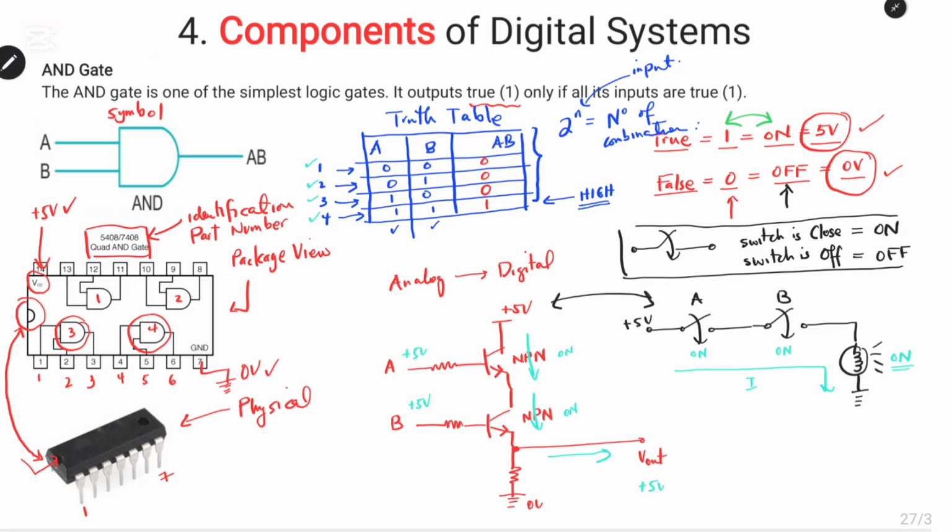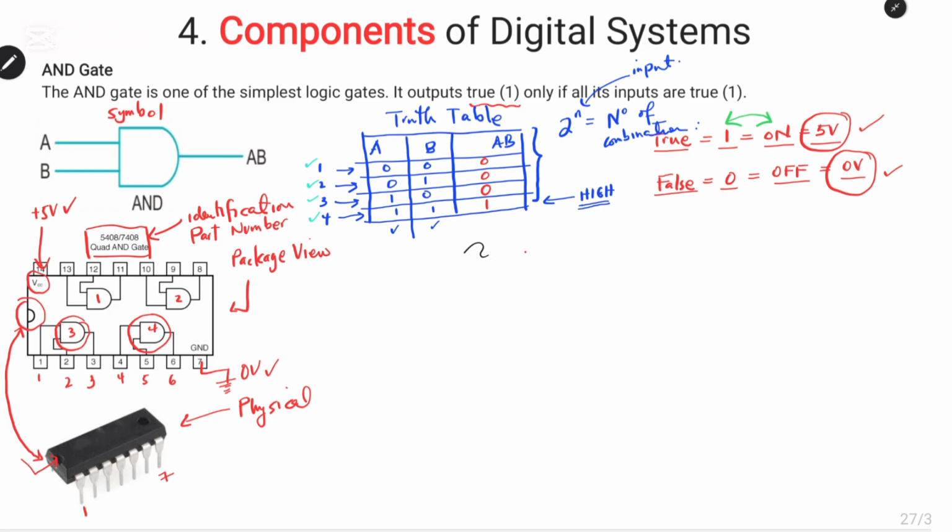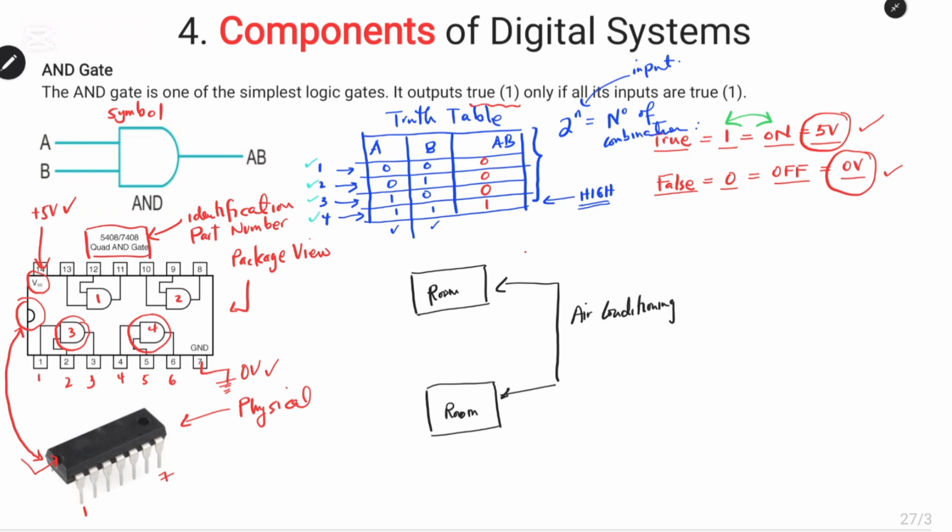Now, I will give you a real life example of how the AND gate will operate. In this example, we have room 1 and room 2, and they both share the same air conditioning system.